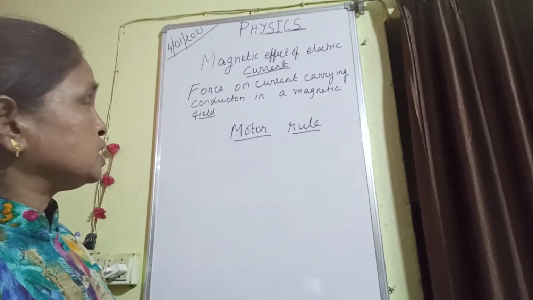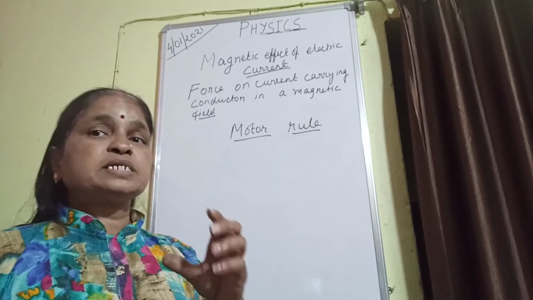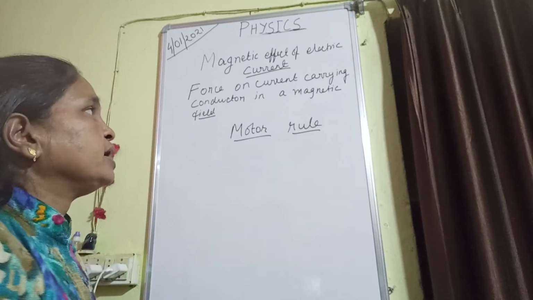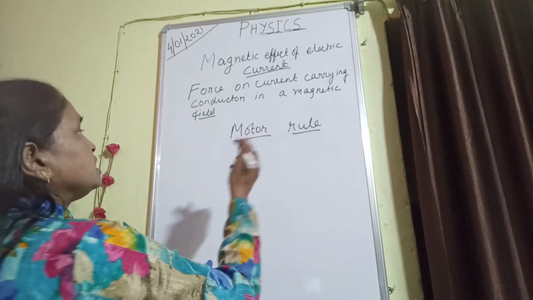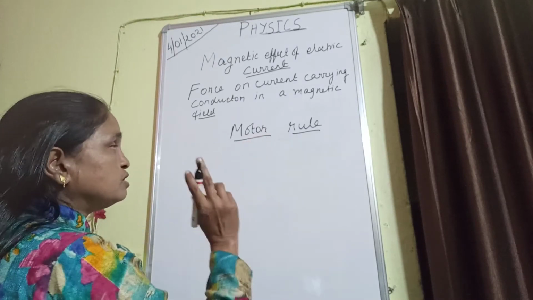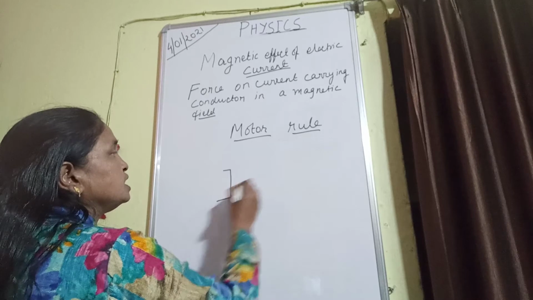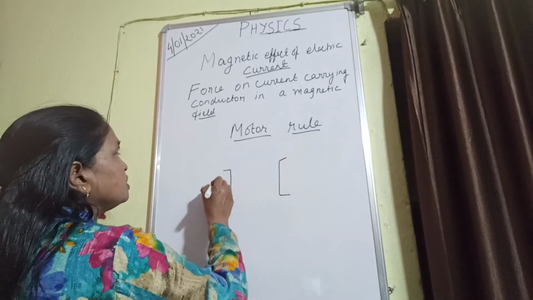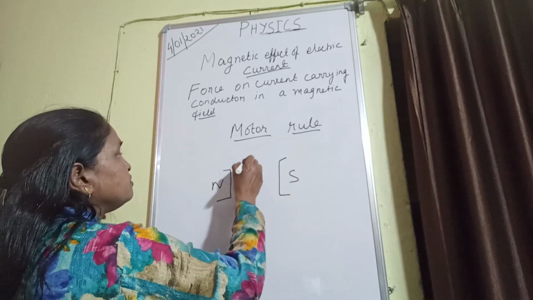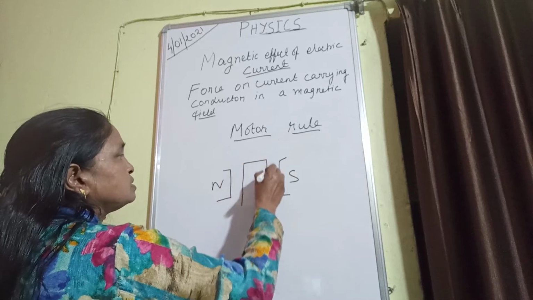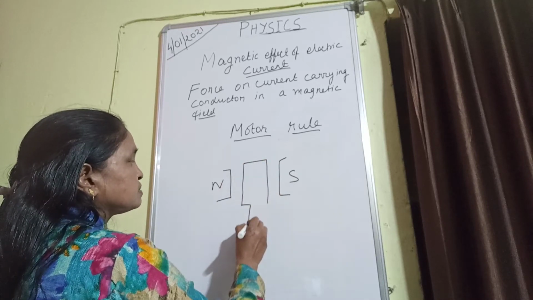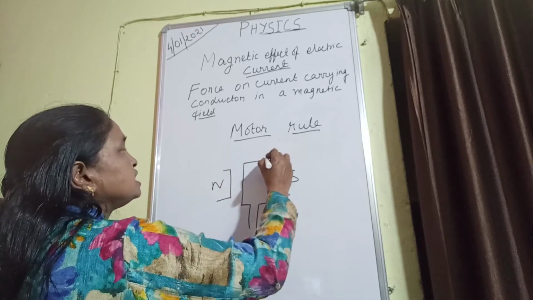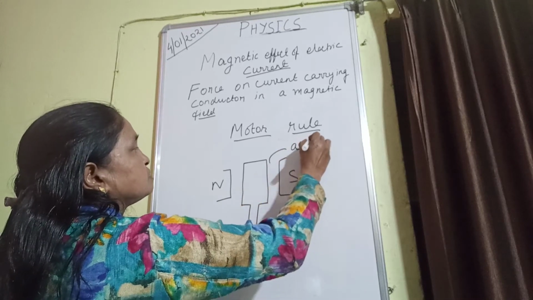So students, motor, only a little bit of structure I am showing you, and then we will see how it is happening. So what we have taken? We have taken a motor magnet, north pole, south pole. We take one coil in between this. This is known as armature.